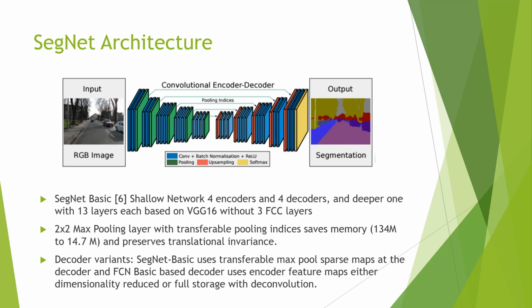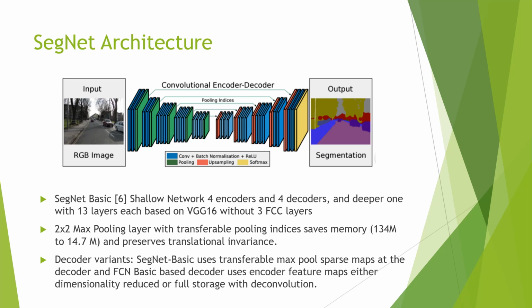SegNet Basic and SegNet have 4 encoders and 4 decoders, and the deeper one has 13 layers, which correspond to VGG16 without the 3 fully connected layers, which reduces the memory bottleneck a lot. Each convolution layer is followed by batch normalization and ReLU layer. They reduce the memory bottleneck further by introducing 2 max pooling layers with transferable pool indices, which saves memory from 134 MB to 40.7 MB and preserves translation invariance.